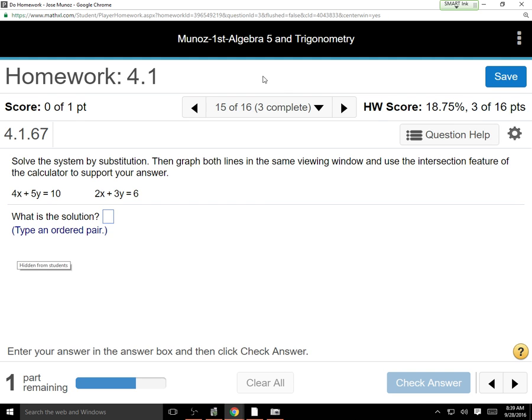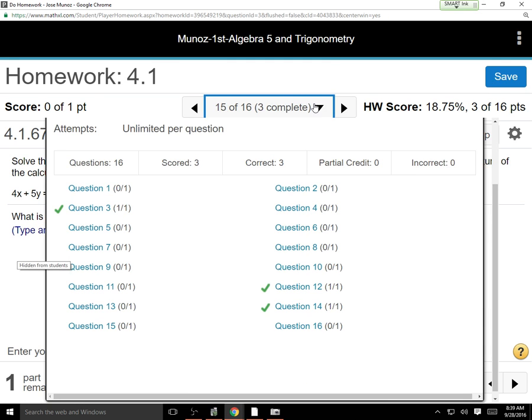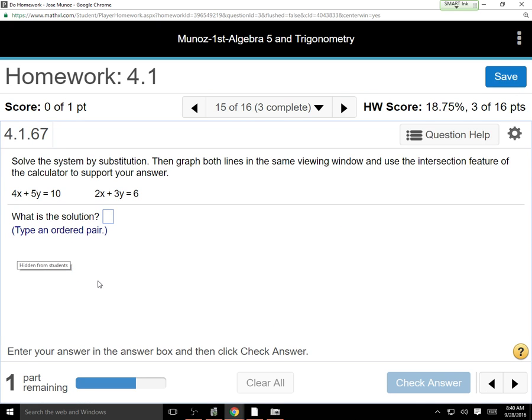Was there a 16? That is 15, isn't it? Anybody need 16? Didn't we just do 15? Oh, we didn't. Solve the system by substitution. Does it have to be substitution? Who asked for this one? Do you want a substitution or do you want elimination?